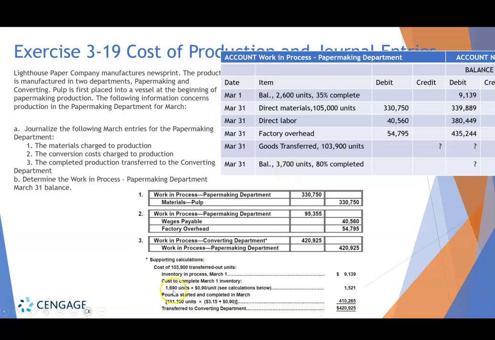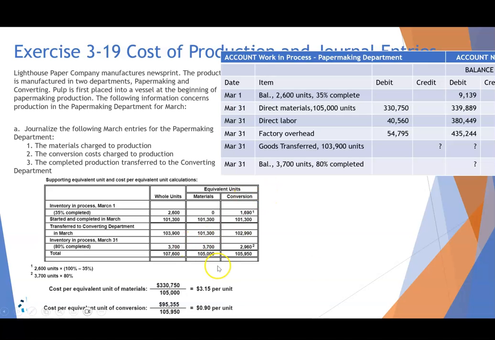So 101,300 units were started and transferred out during the period. Okay? So if we show the amounts that were started and transferred out, here will be our cost per equivalent unit, which we'll look at, the $3.15 in materials and the conversion cost of 90 cents during the period. So these are the costs that were transferred out.